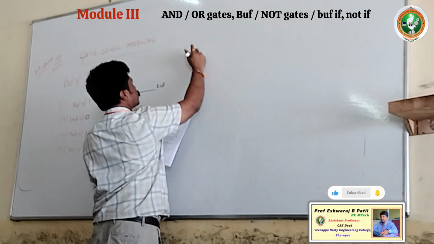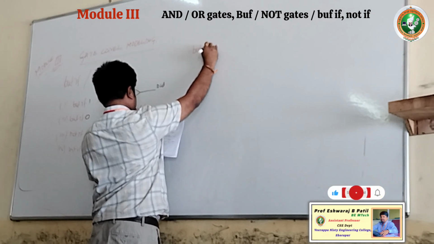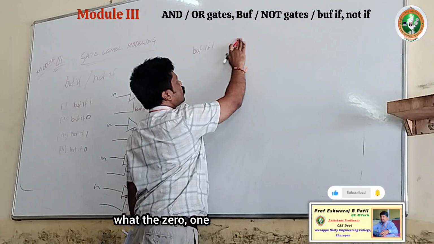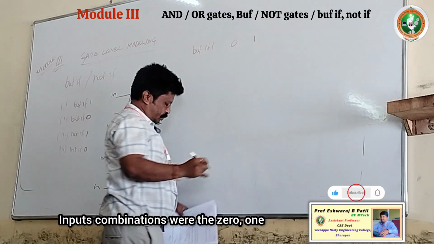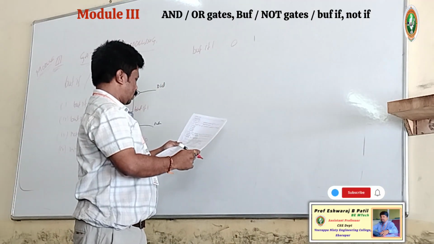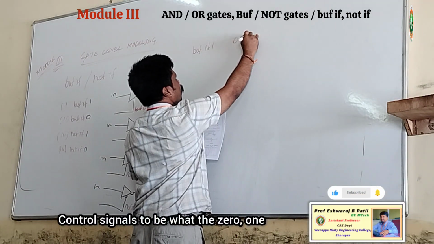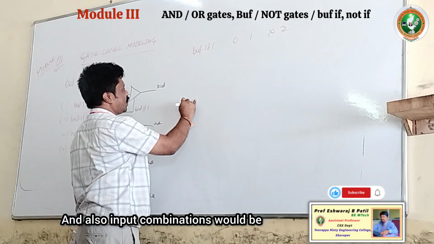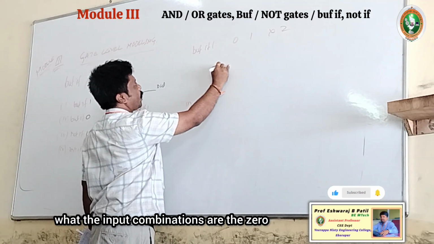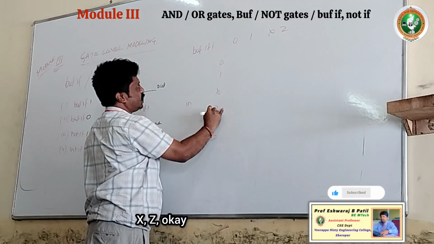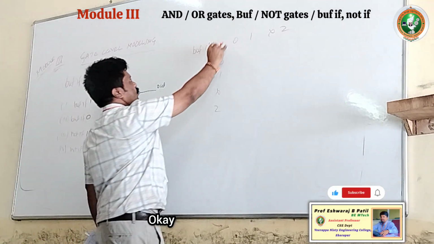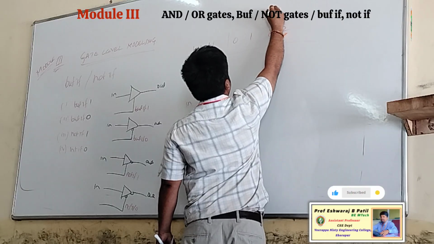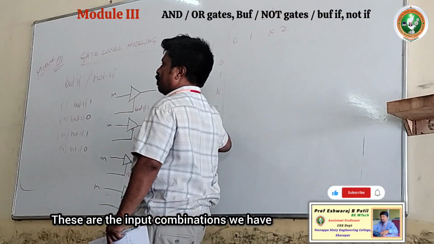Bufif1. The control signals are 0, 1, or else x, z. The input combinations are 0, 1, x, z. These are the control signals, and these are the input combinations we have.